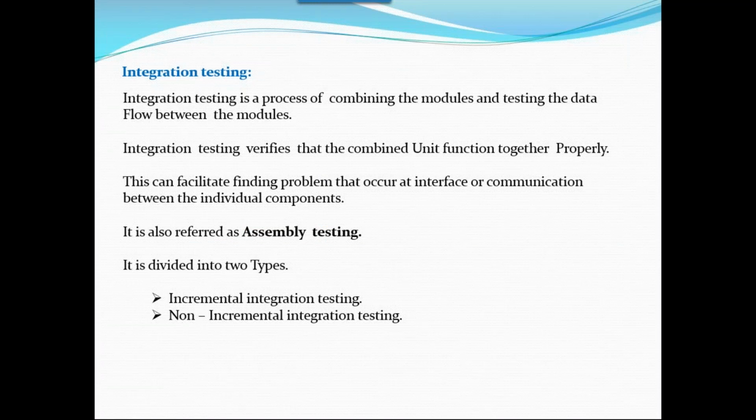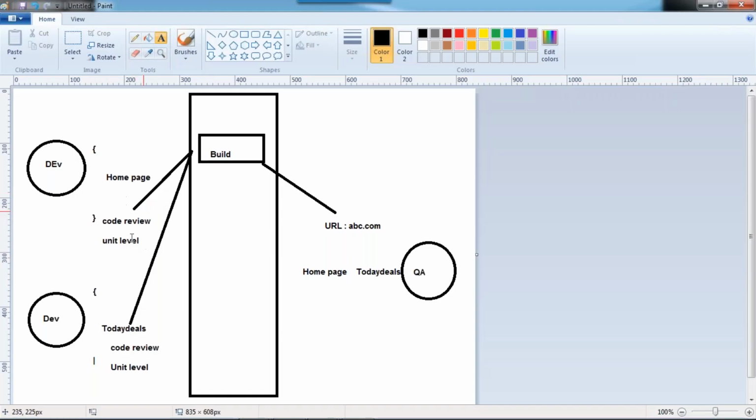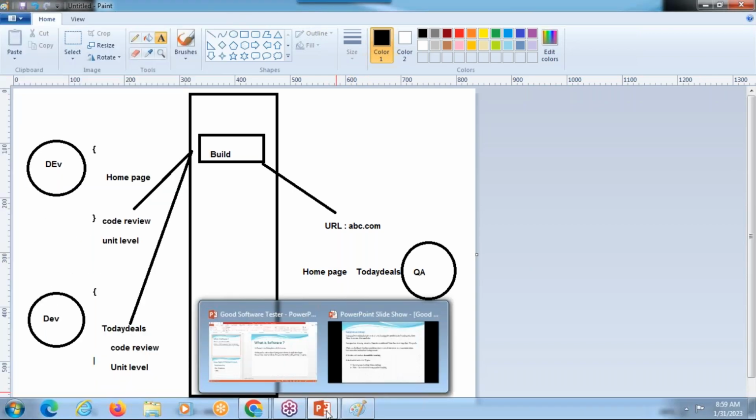Both will do it. The developer will do it from their end, because they need to check whether the code is matched properly, whether the two codes are integrated properly or not. But as QA, you also need to check whether these two modules are communicating properly or not. That is what we discussed, right?